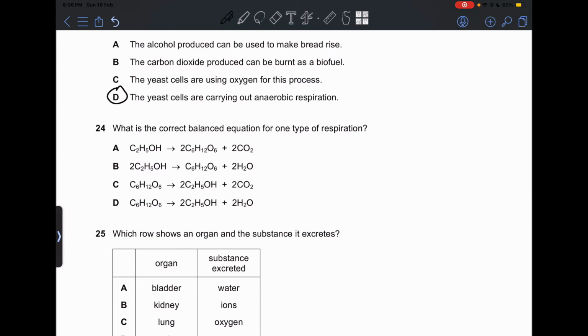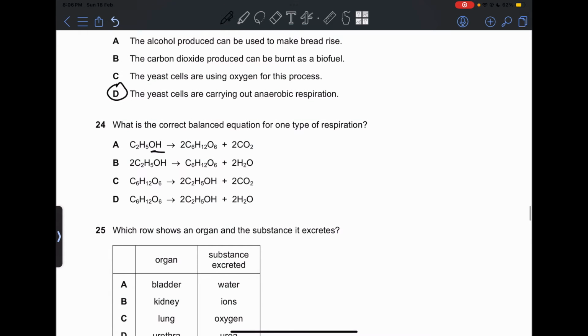24. What is the correct balanced equation for one type of respiration? So over here we can see that alcohol produces, this is actually incorrect, because it should be that the glucose is broken down to produce alcohol and carbon dioxide. Also this one is incorrect, because alcohol does not start respiration. It should be glucose. So over here we can see that there's glucose on the left side. So this one is actually the correct balanced equation, not the other one, D, because water is not produced. It is actually carbon dioxide. So our answer is going to be C.